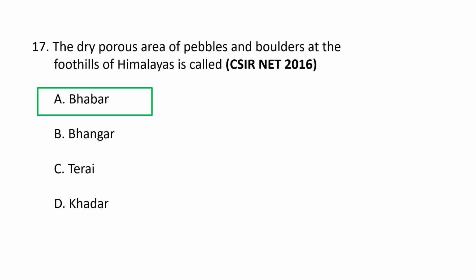It is a narrow belt of about 8 to 16 kilometers width running in an east-west direction along the foot of the Shivaliks from the Indus to the Tista rivers. It has a porous nature because it is composed of highly permeable materials like pebbles, rock debris, and boulders deposited by rivers. Water typically seeps underground. So the dry porous area of pebbles and boulders at the foothills of Himalayas is called Bhabar. A is the correct option.